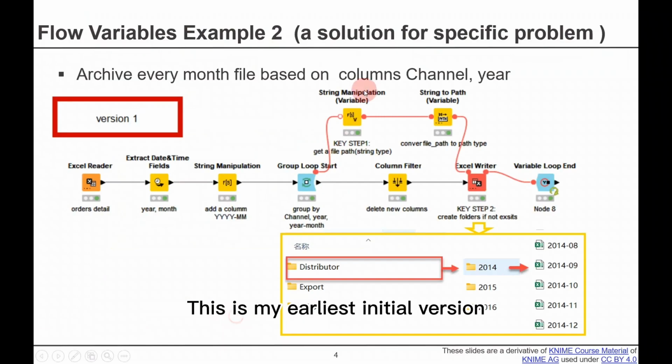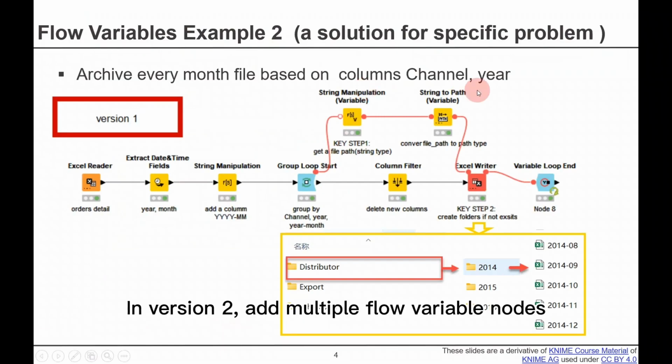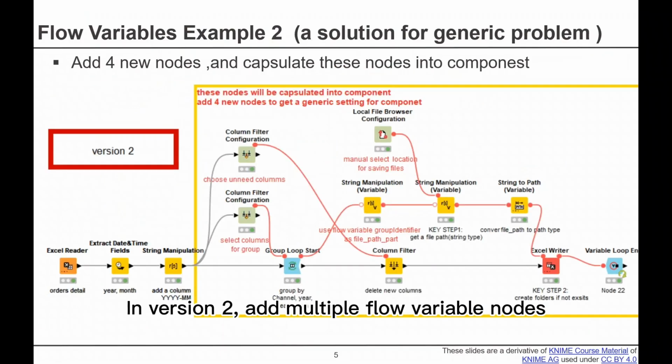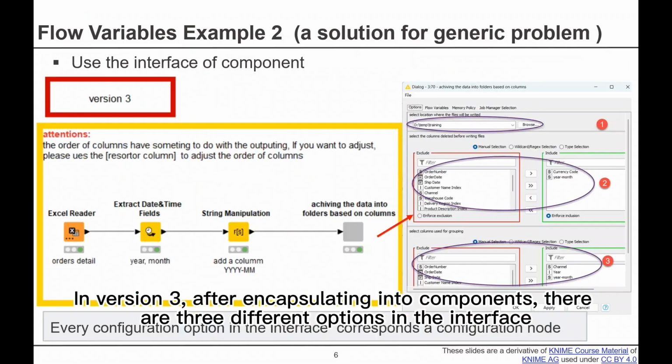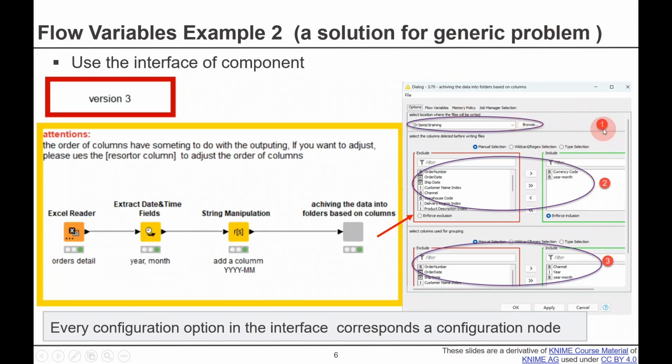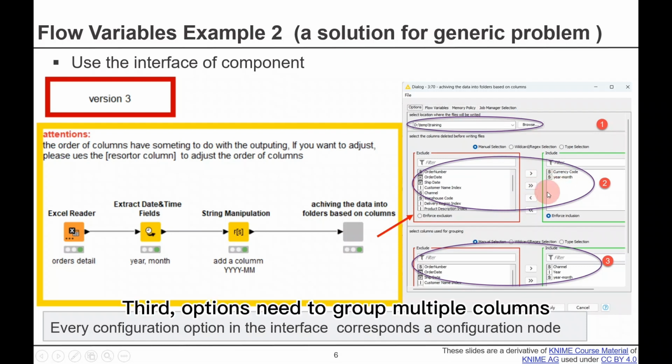This is my earliest initial version. In version 2, add multiple flow variable nodes. In version 3, after encapsulating into components, there are 3 different options in the interface. First, select the folder path. Second, filter the unwanted columns. Third, options to group multiple columns.